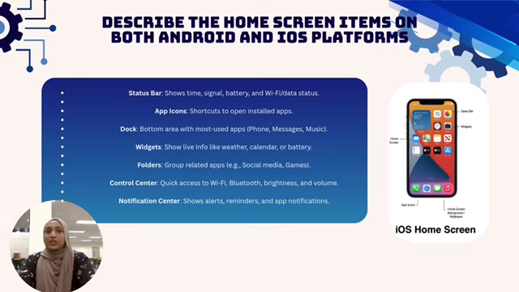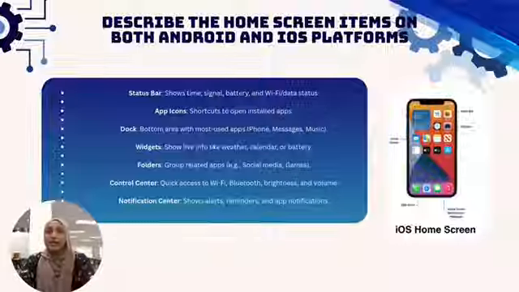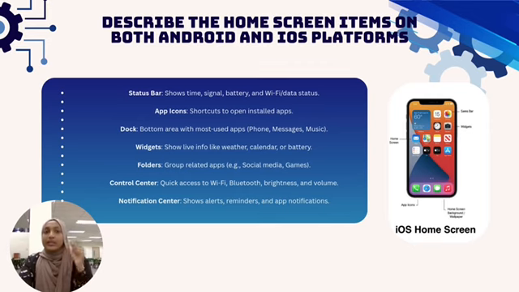Then we have the dock, which is the bottom area of the screen. It holds our most frequently used apps like phone, Safari, message, or music. Then we have widgets, which are interactive panels that show live information such as the weather, calendar events, or battery level. Next, we have folders, which group related apps together, like socials, games, or utilities, to keep the home screen organized.